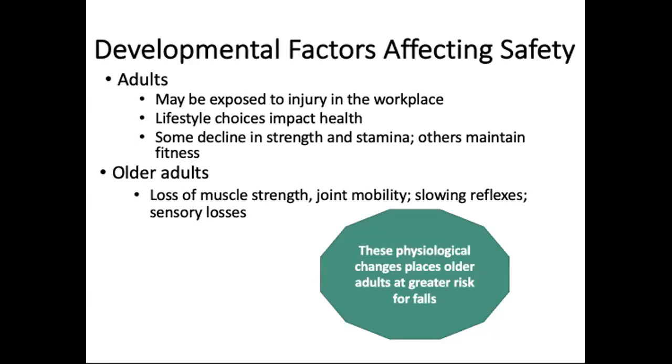And then older adults. So we know that the body naturally has changes that occur when we get older. These are just physiological changes. These changes include reduced muscle strength, joint mobility, slowing of our reflexes, and a decreased ability to respond to multiple stimuli at one time. There are sometimes losses in sensory, particularly in hearing and vision. These changes increase the older adult's risk for falls, burns, car accidents, and others.